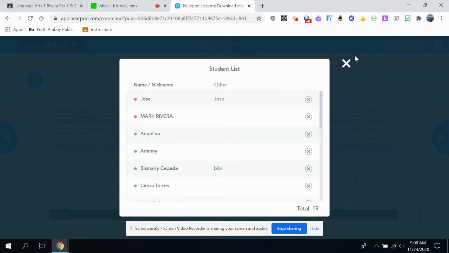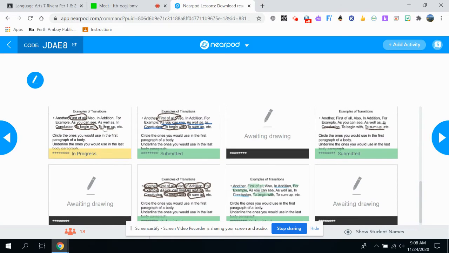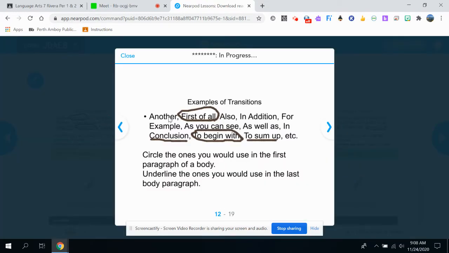All right, let me see the one that's probably the closest. Actually, this one. If you look at this one, you guys can see that now, right? These are basically the ones that fall into the category. First of all would be used for an intro. To begin with, see, would be used for an intro.